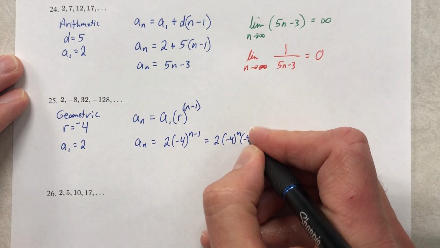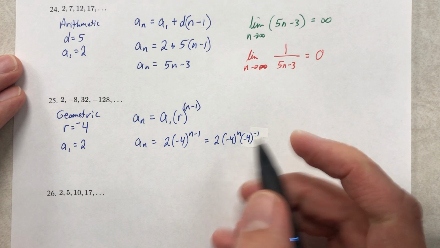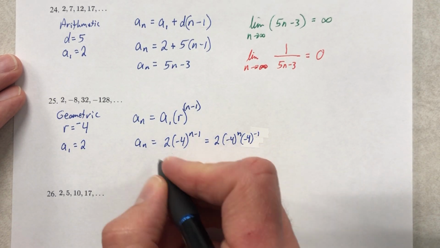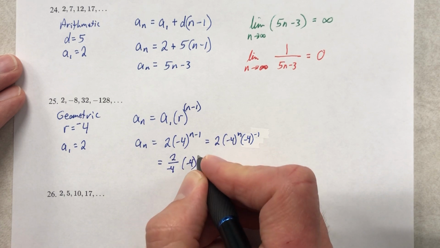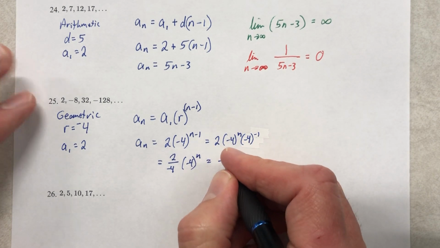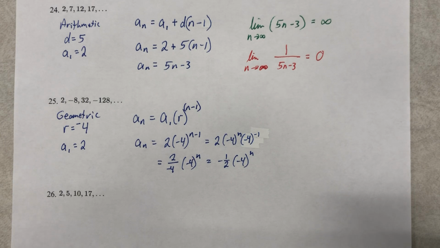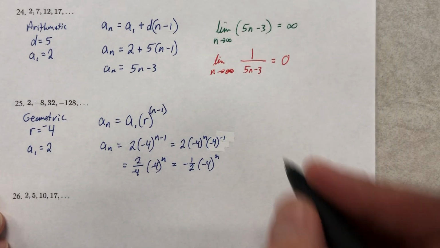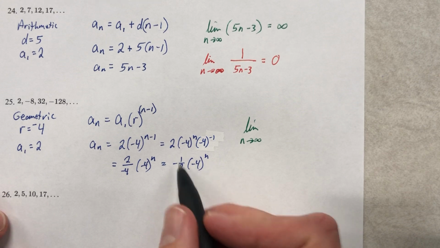Negative 4 to the negative 1. And we'll take this negative 4 to the negative 1, we'll send it to the denominator, and we'll bring this work down here. So 2 divided by negative 4 times negative 4 to the n. So this became denominator, and that really gives me negative 1/2 times negative 4 to the n. Okay, I have an explicit formula, and so what I want to do now is find the limit of each of these. So let's find the limit as n approaches infinity of the explicit formula, which we just found.